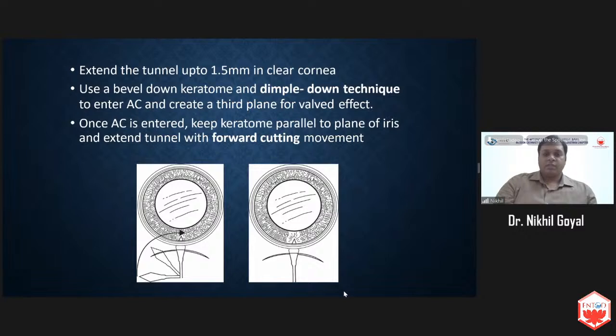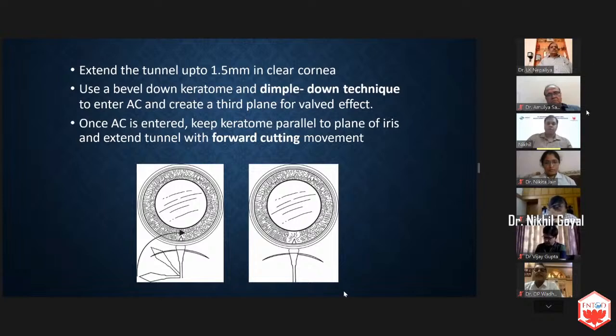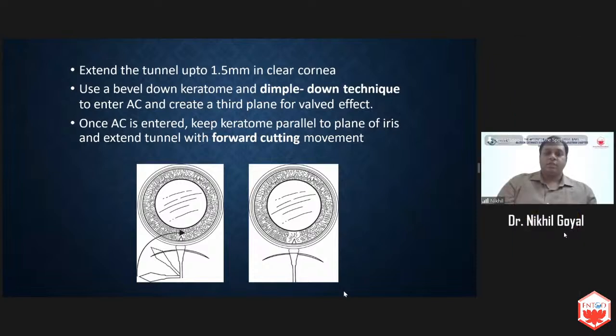As we discussed, we extend the tunnel 1.5 millimeters into the clear cornea, and using a bevel down keratome, we go to the extent where we have made the tunnel into the cornea and dip the blade downwards. This creates a dimple, which gives us an indication that the third plane is ready for entry, and then with a gentle force, we enter into the anterior chamber. After the anterior chamber is entered, we keep the keratome parallel to the plane of the iris and extend the tunnel, cutting only in the forward movements. So when we are going forwards, we cut. Coming out, we don't cut with the keratome.